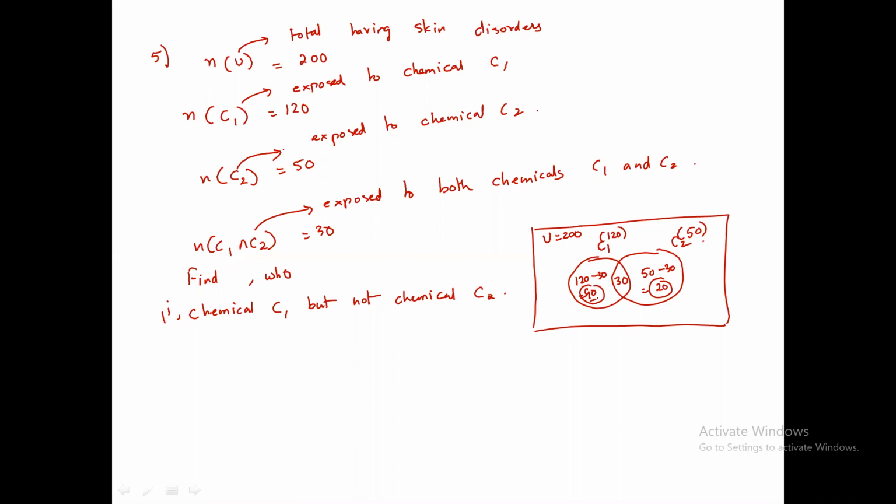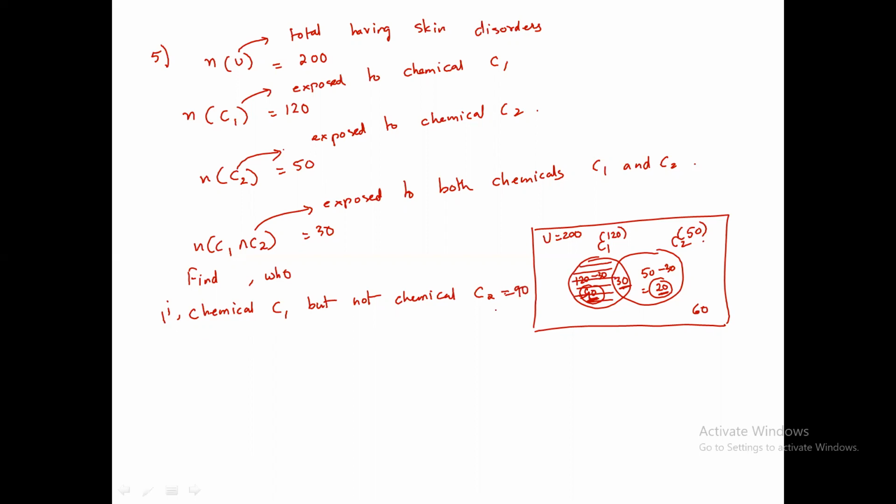So we have 90, 30, 120 and 20. 140 we have. Apart from 140, there are 60 people outside. So what they're asking is infected by C1 but not by C2. That means I have to take this. And so for the first one, the answer will be 90.